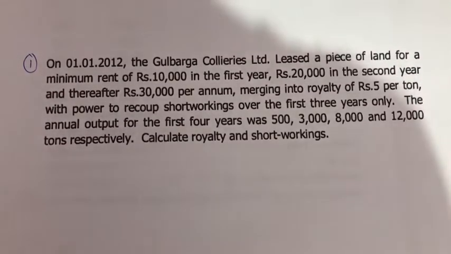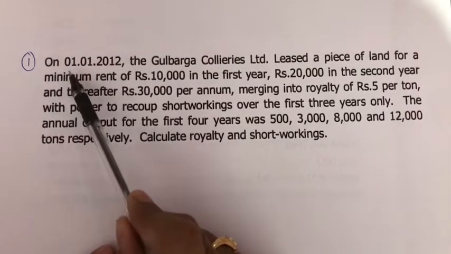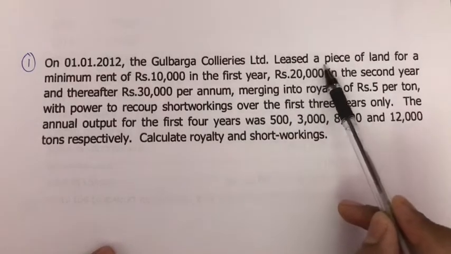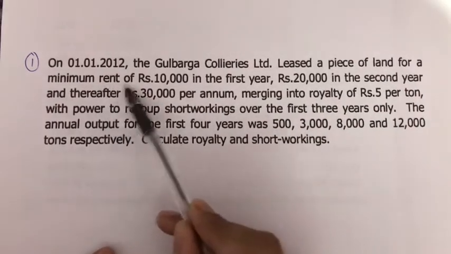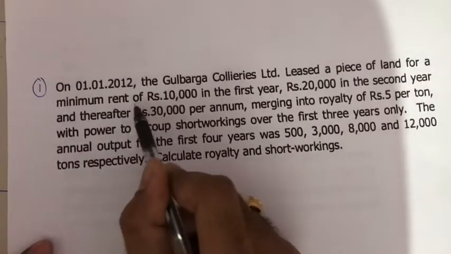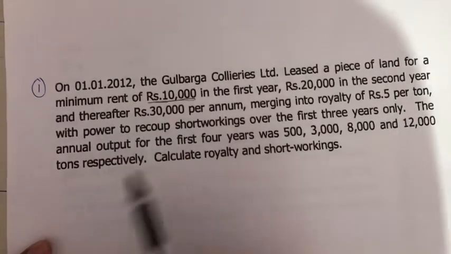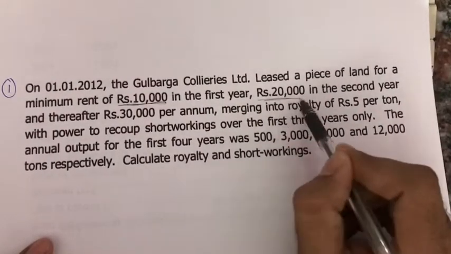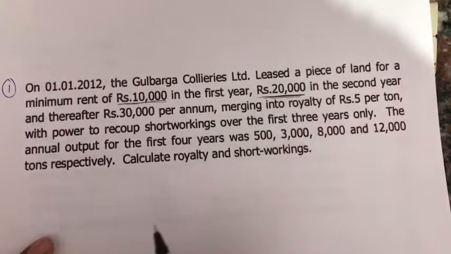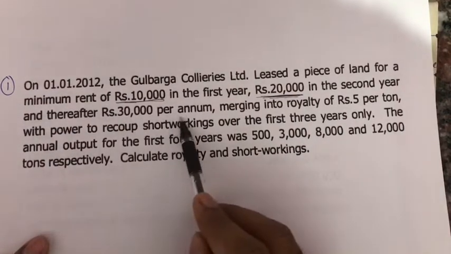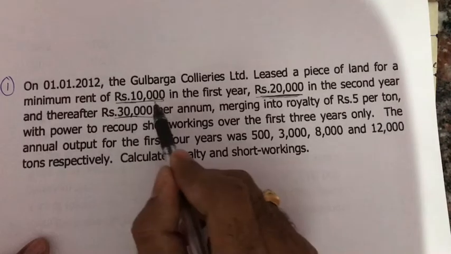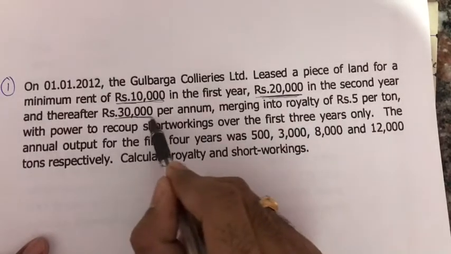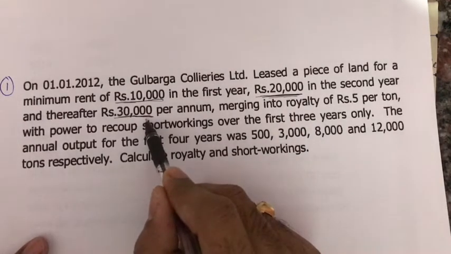So our first problem is, if we check the question, on 1/1/2012, the Gulbarga Collieries Limited leased a piece of land for a minimum rent of rupees 10,000. You have to remember this: in the first year, and 20,000 in the second year. So minimum rent is changing for the second year, and thereafter 30,000 per annum. So first year it will be 10,000 minimum rent, second year 20,000, and from third year onwards the minimum rent will be 30,000 per annum.